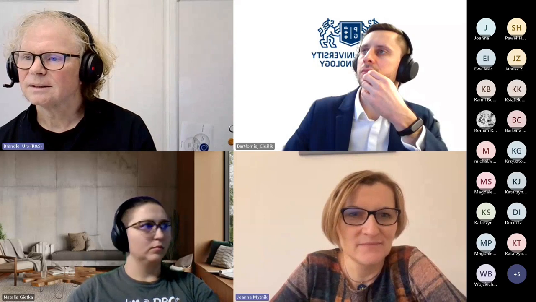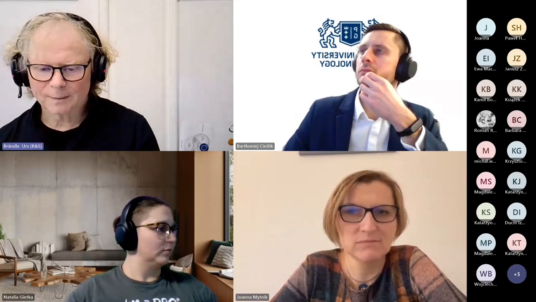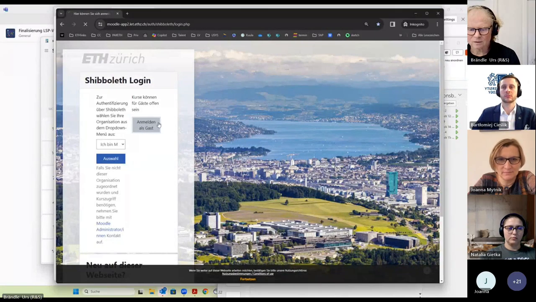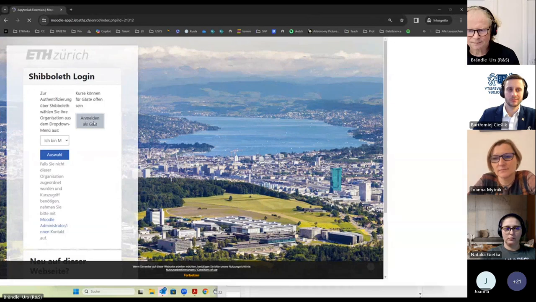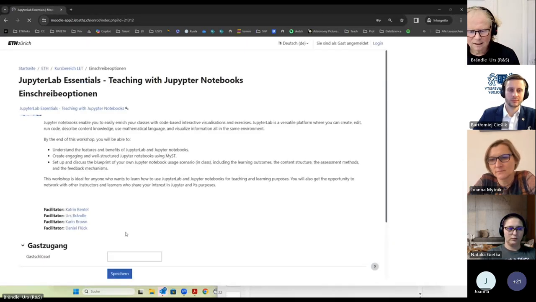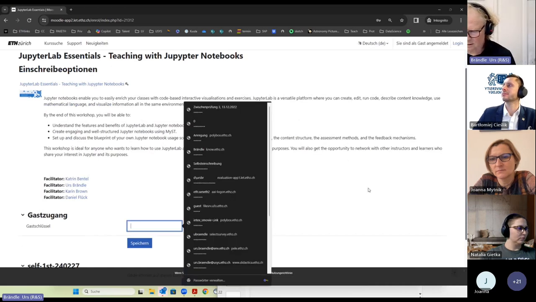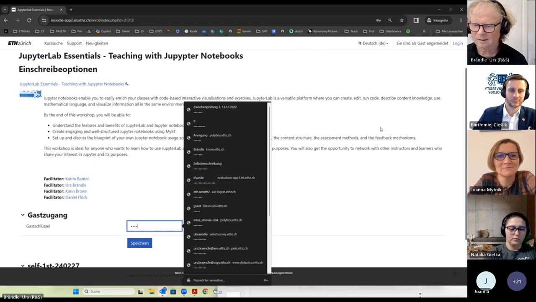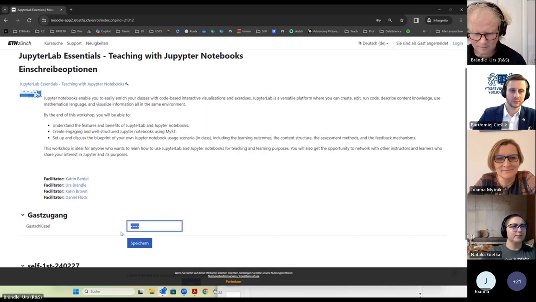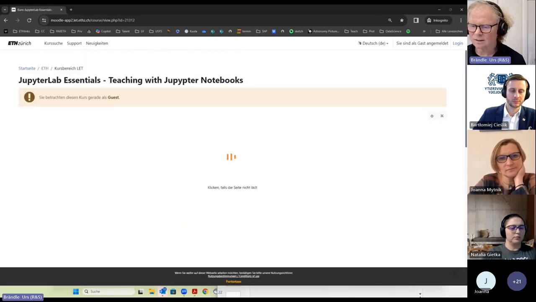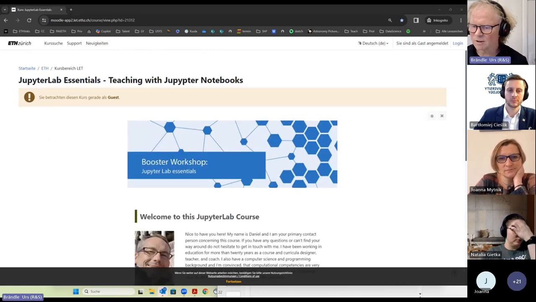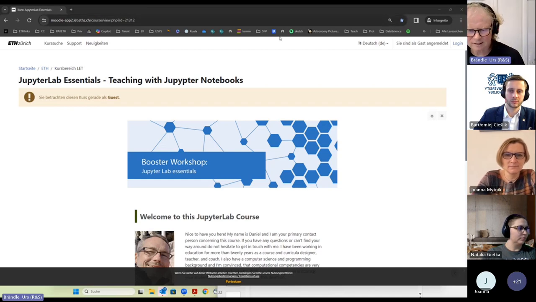Yeah, it works. So you can log in as a guest. It looks like this. So it leads you to that page. So you log in as a guest. And then the guest is just GDA. Okay. And then you get into the, maybe you have some special characters. I'm just using the normal Latin alphabet.